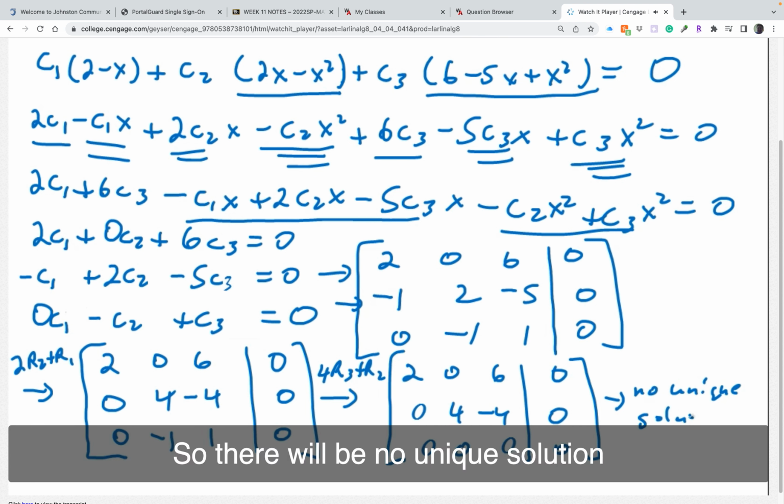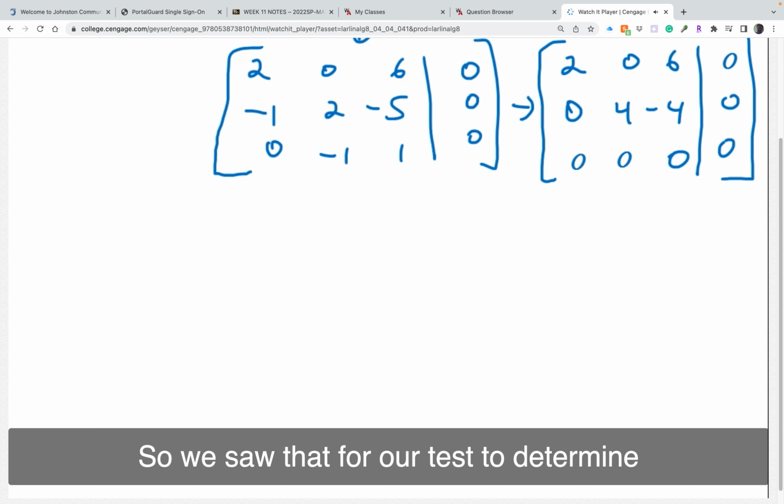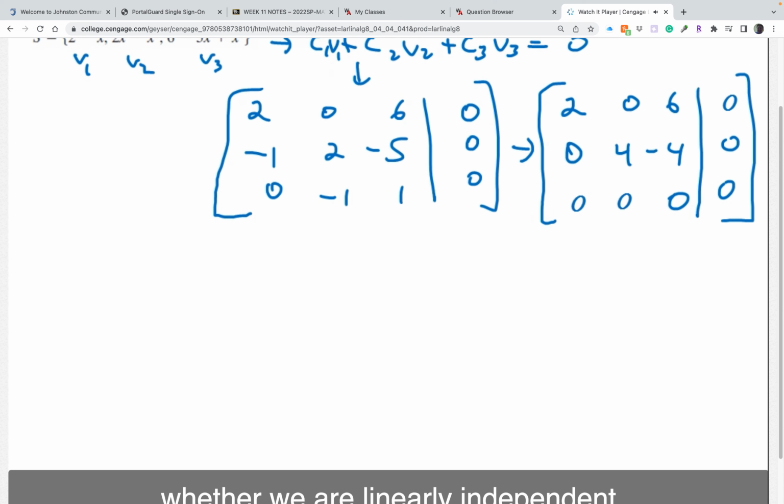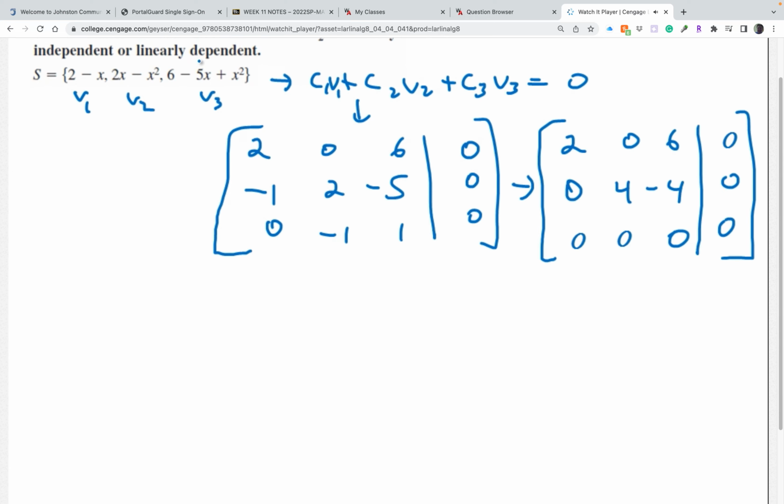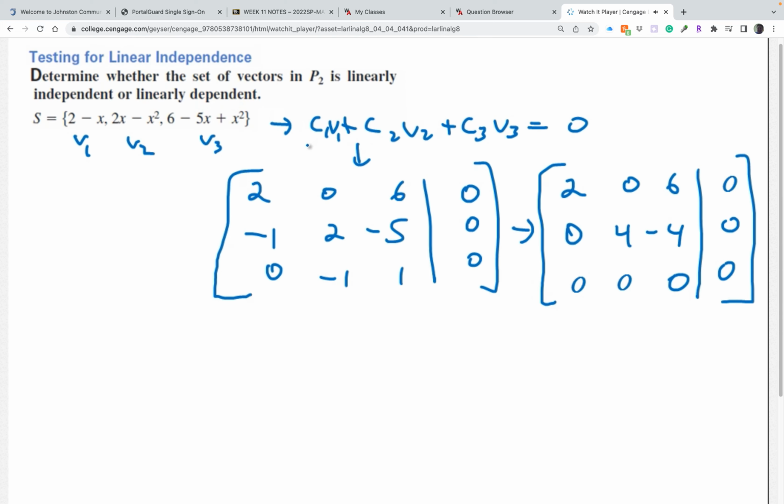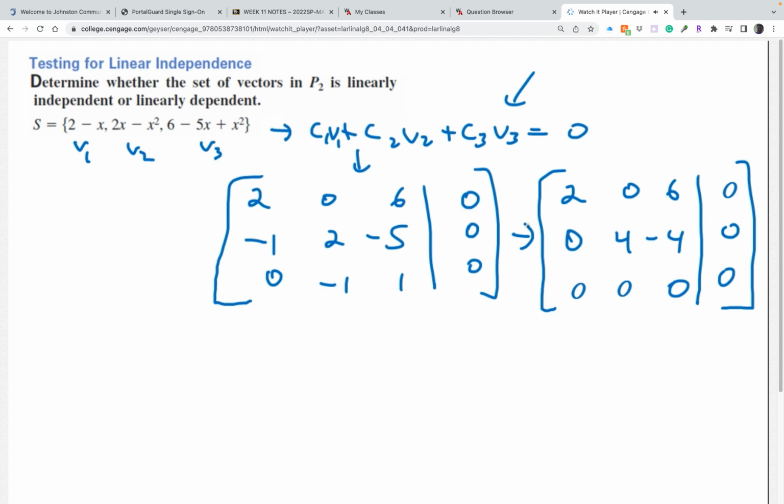So there will be no unique solution, but we'll have to determine if there's a non-trivial solution. So we saw that for our test to determine whether we're linearly independent or linearly dependent, we solved this equation and we got an augmented matrix, and we got to this point using elimination. We saw that we had no unique solution. But if we only have a trivial solution, then of course we could say that we're linearly independent.